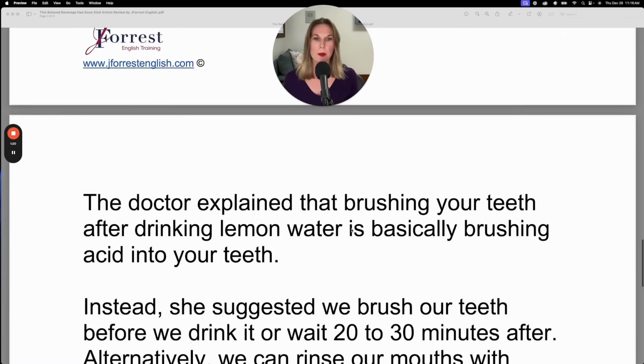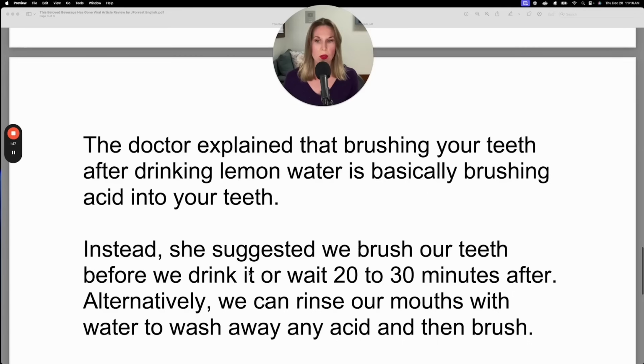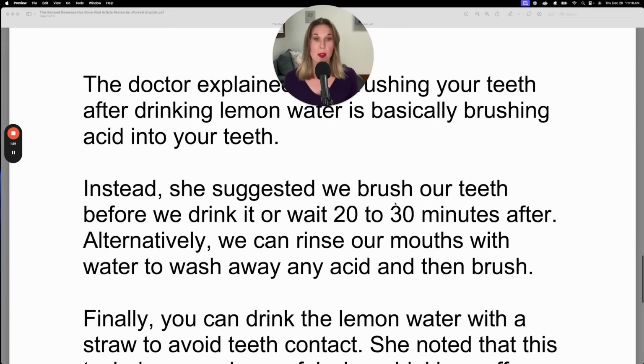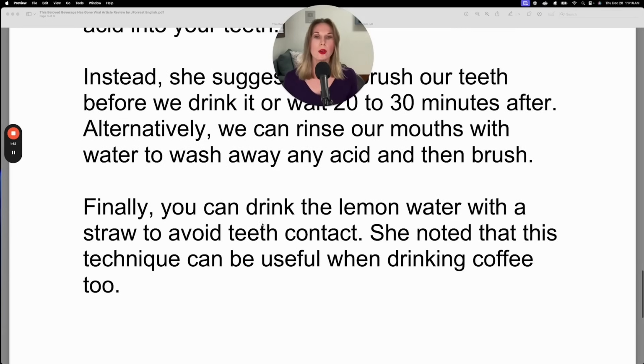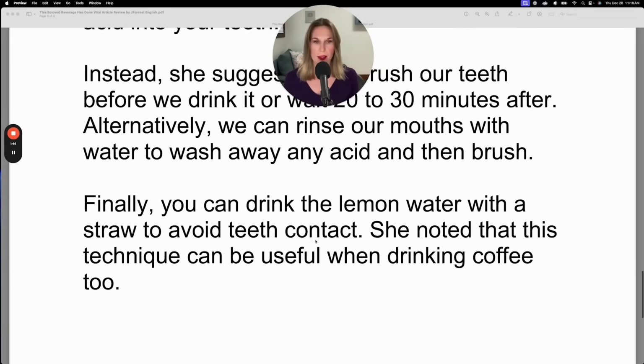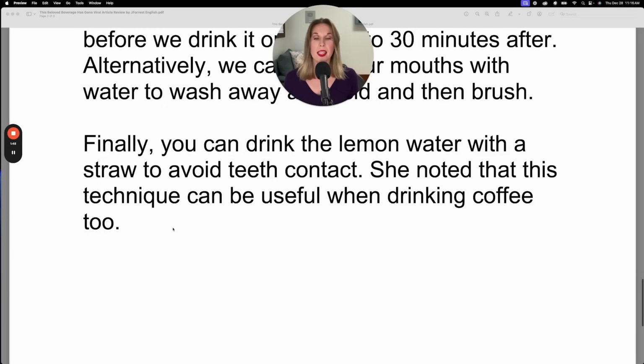The doctor explained that brushing your teeth after drinking lemon water is basically brushing acid into your teeth. Instead, she suggested we brush our teeth before we drink it or wait 20 to 30 minutes after. Alternatively, we can rinse our mouths with water to wash away any acid and then brush. Finally, you can drink the lemon water with a straw to avoid teeth contact. She noted that this technique can be useful when drinking coffee too.